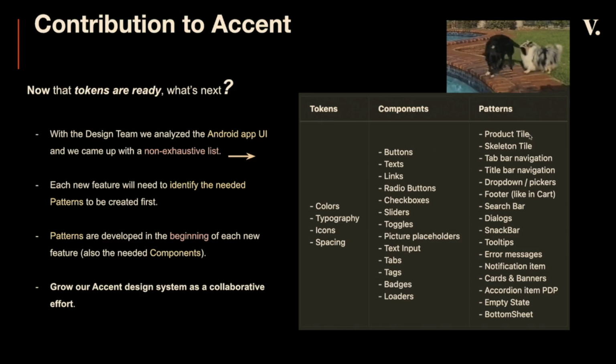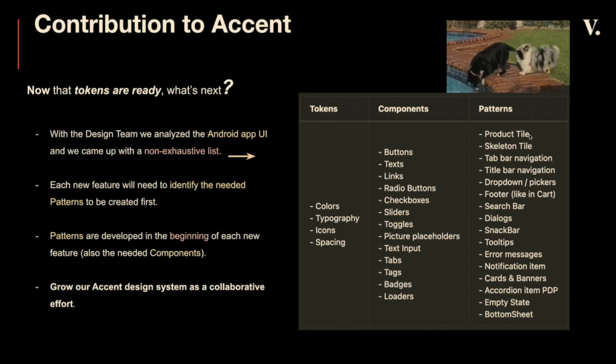For components, we have chosen badges, for example, because we use them on the product tile or in many different UIs. The toggles, checkboxes, buttons. So the button from Material Design is Button, for example, and we have accent button, accent text, accent slider. And for patterns, we're still defining, so this is just version 0, let's say. And we have chosen the product tile, the skeleton tile, the search bar.